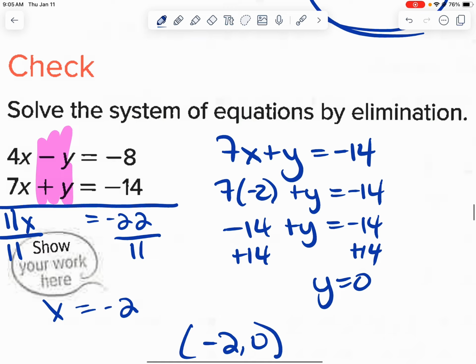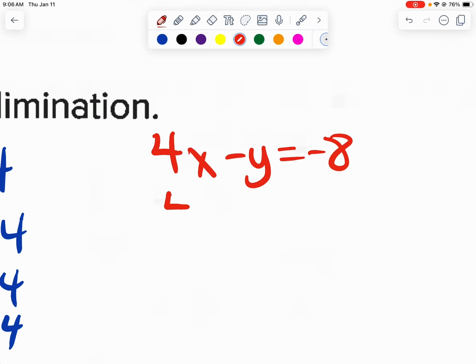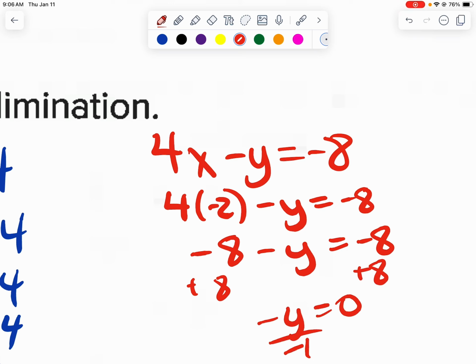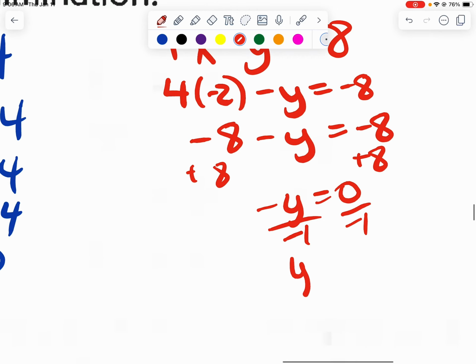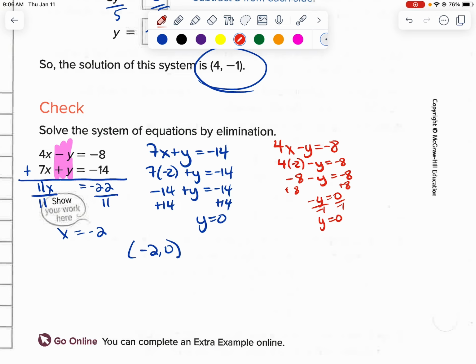Now some of you are asking, couldn't I plug it into the first equation? Sure. I don't care. We can plug it into the first equation. That doesn't bother me at all. So the x is equal to negative 2, minus y equals negative 8. Negative 8 minus y equals negative 8. Add 8 to both sides. Negative y equals 0. Divide by negative 1. y equals 0. So you would have come up with the exact same answer. It did not matter which one you did.